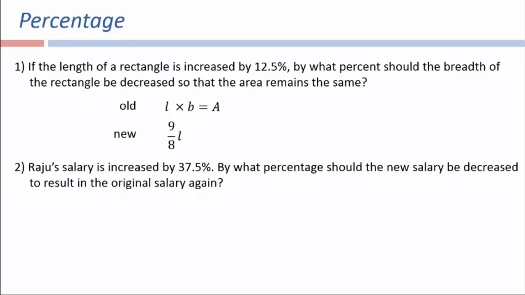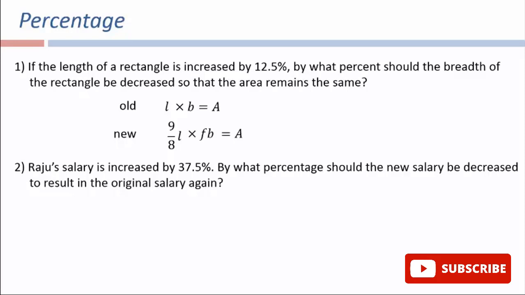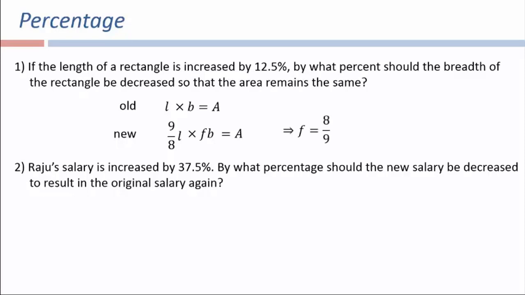Again, for decrease in B, there will be some fraction multiplied and the result A remains same. So if I compare the old equation with the new equation, all I have to do is to cancel out 9 by 8 using the fraction F, so that 9 by 8 and F will cancel out each other and the old equation will appear again. So in order to do that, my fraction F should be equal to 8 by 9. So that 9 by 8 and 8 by 9 would get cancelled and I'll get the equation L into B is equal to A again. So 8 by 9 means a decrease of 1 by 9. That means 11.11% decrease.